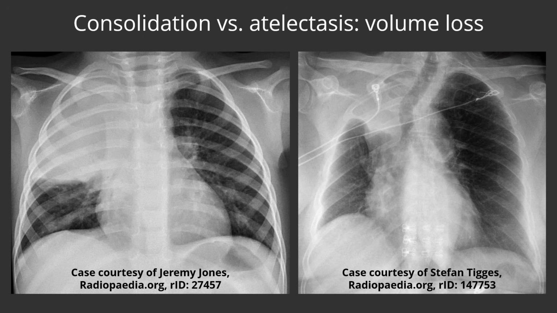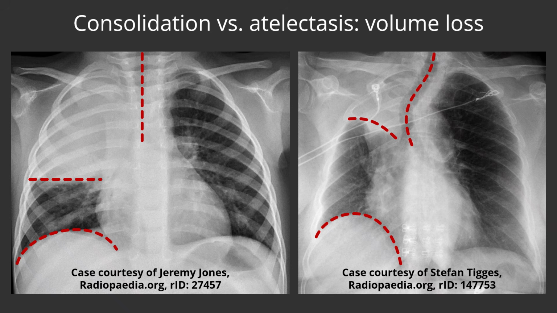Let's go back to our examples. In the case of right upper lobe consolidation at left, lung volume is normal with a normally positioned minor fissure and right diaphragm. The trachea is midline. In the case of right upper lobe atelectasis at right, the minor fissure and right diaphragm are elevated, and the trachea is deviated to the right, indicating volume loss.